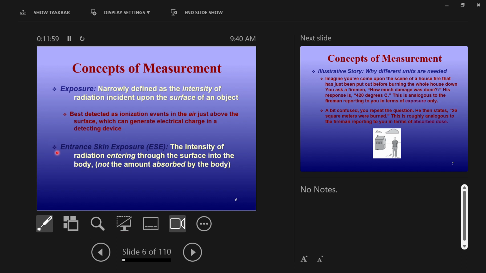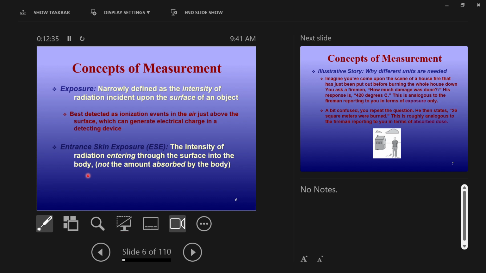So we talk about entrance skin exposure, which is just that. It's just exposure, but given a new name: entrance skin exposure, the intensity of radiation entering through the surface into the body. So it's how much radiation the body is going to be exposed to. When you look at the average exposure for some exam, they're giving you the entrance skin exposure for that exam. If they're saying some exam exposes somebody to 1 milligray, that person was exposed to 1 milligray above their body, right?